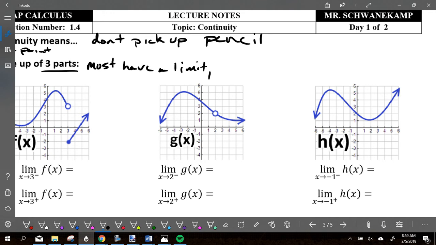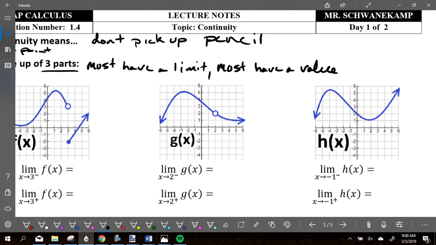So that means both sides of the graph have to be approaching the same number. You must have a limit. You must have a value. And so a value means that there has to be some sort of closed circle. There has to be a point there. So for graph G, there isn't a value, so that's why it fails.